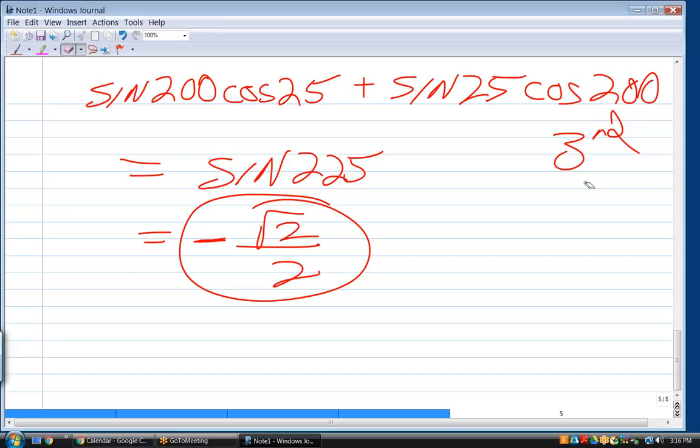Okay? So the only way I can do this problem without a calculator is to recognize that that's the same thing as the sine of 200 plus 25. Now I have a number that is a multiple of 45 degrees, and that's all I need to come up with the answer.